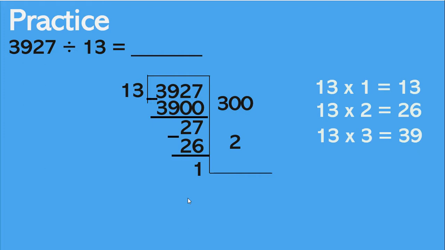1 is less than 13, so I know I'm done dividing. I can go ahead and add the numbers to the right. 300 plus 2 is 302, and then remainder 1. 3,927 divided by 13 is 302, remainder 1.